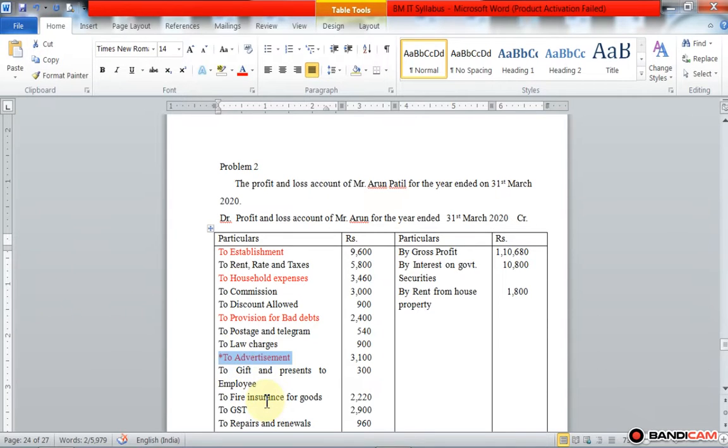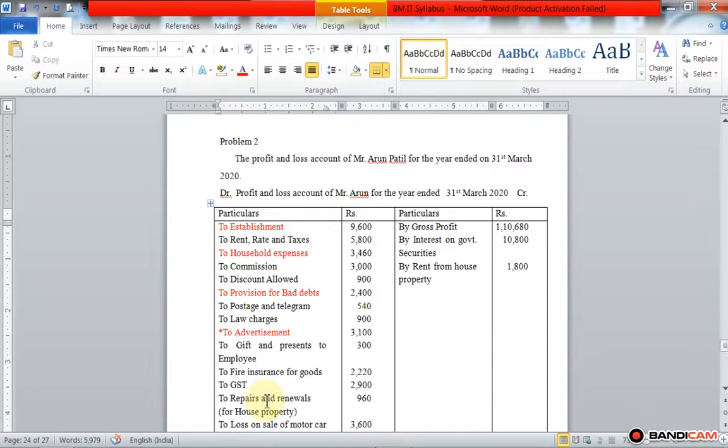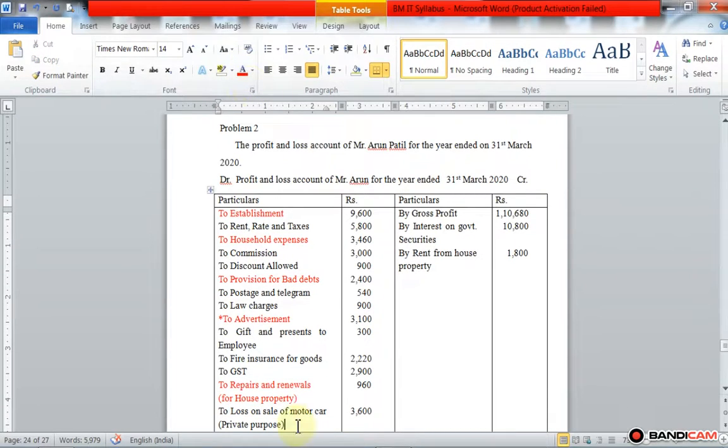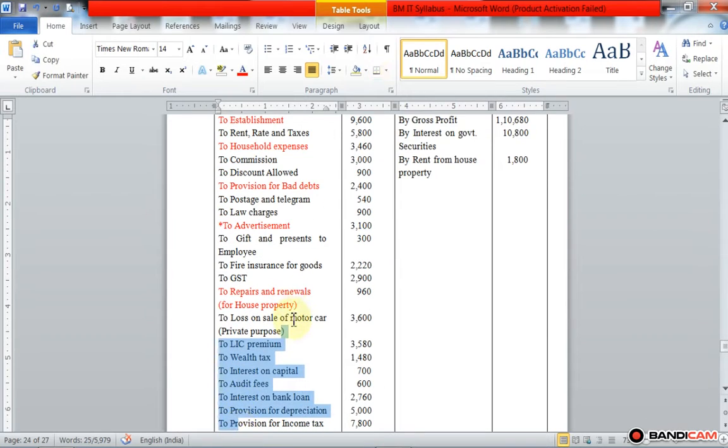Fire insurance for goods: insurance is taken for goods, so it is a business expenditure. GST paid is a business expenditure. Repairs and renewals of house property is not a business expenditure, it is a personal expenditure of Arun Patil. Loss on sale of motor car for private purpose is a capital loss, and capital loss is disallowed in business, as well as private expenditure.